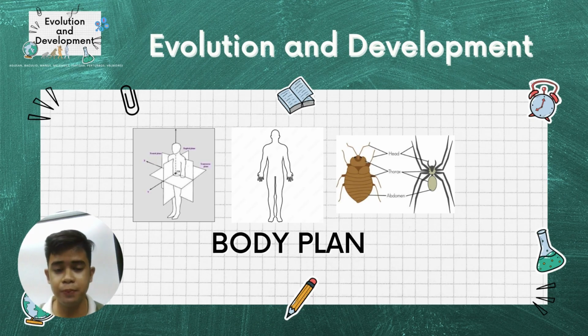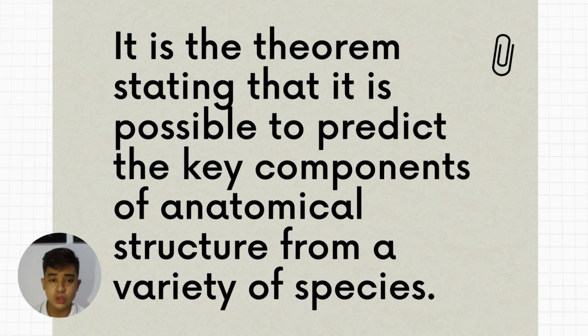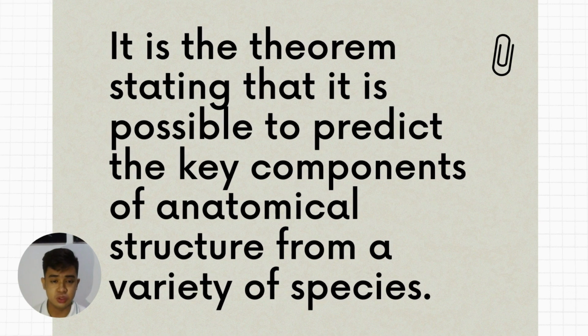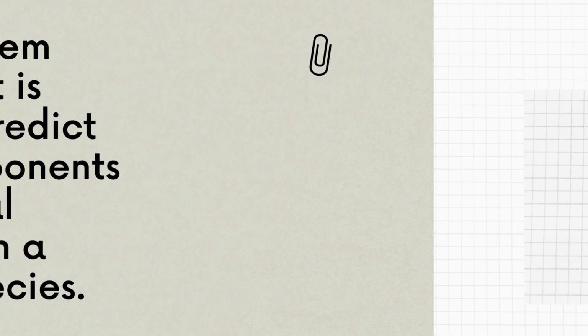Before we come to a conclusion on my part of the report, I will first answer what we have just presented on the first part of this video. From what we have learned, the answer to the four pics one word is actually a body plan. Before we end this part of the report, I will leave you this question in order for you to recall and look back on what we have just learned. So, this is the question. It is a theorem stating that it is possible to predict the key components of anatomical structure from a variety of species. That would be all for my part, and thank you for listening.